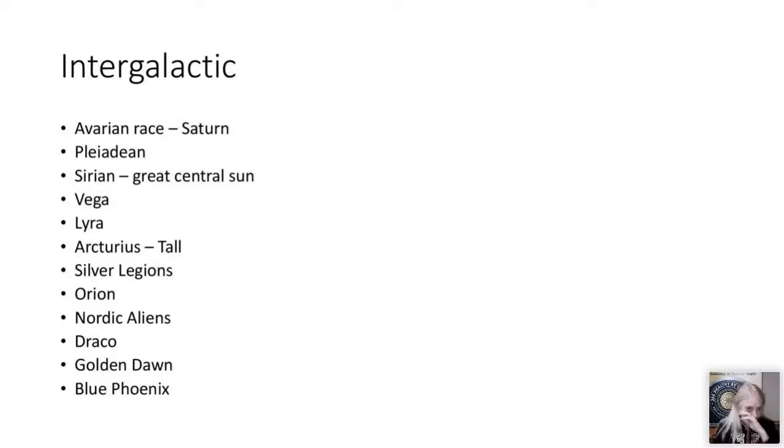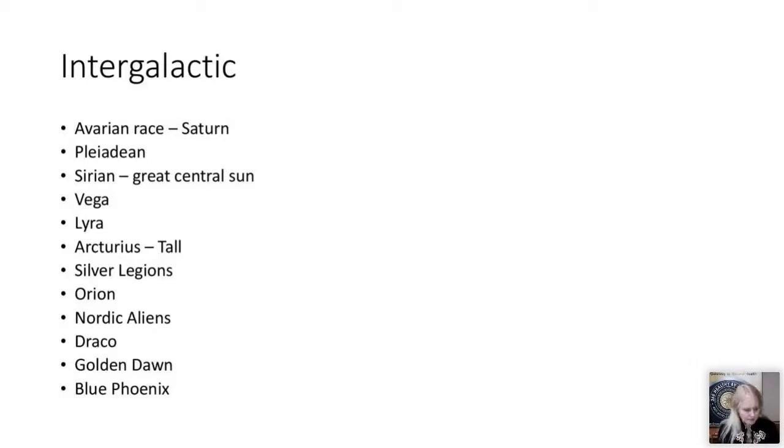But here's the Avarian race, and this is on a planet. Some of them call it a spaceship outside Saturn, and they live there, and it's very green, and it's completely vegan. I don't want to name names, but there are people on the planet that claim they come from there. Then there's the Pleiadian group. There's the Syrian group, that's the dolphins and the whales. Let me just read what we wrote here. The Syrian planet is the great central sun, and it's the dolphins and the whales.